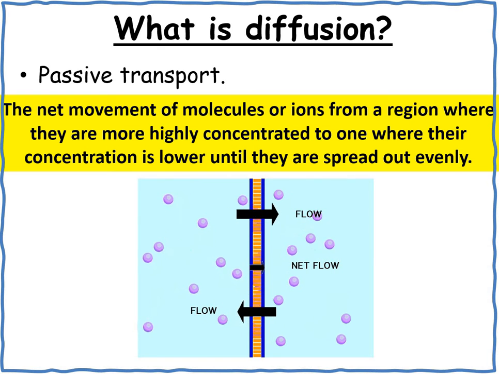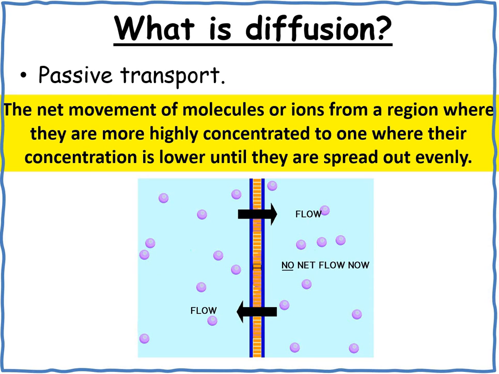So what is diffusion? It is a form of passive transport, and it is the net movement of molecules or ions from a region where they are more highly concentrated to one where their concentration is lower until they are spread out evenly.